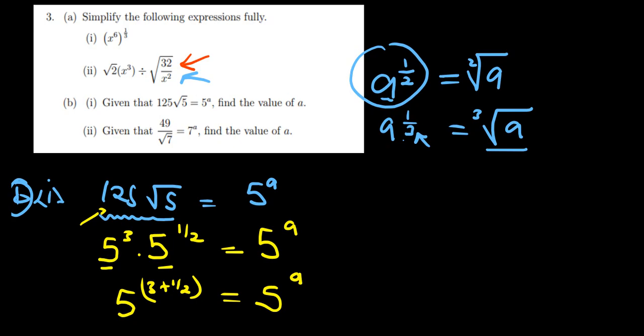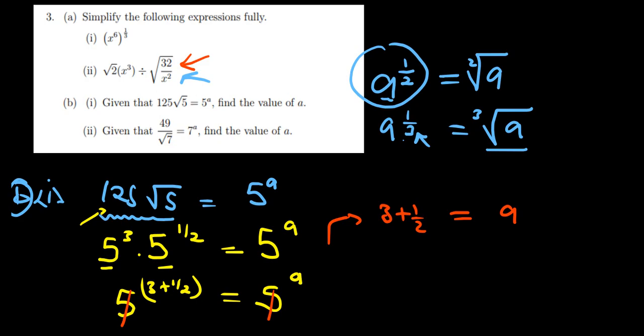So we see there that we have the same bases, so it means even the exponents or the powers should be equal. So I can cancel out this, cancel out this. I'm going to remain with 3 plus 1 over 2 is equal to A. So this is the value of A. We just need to simplify it.